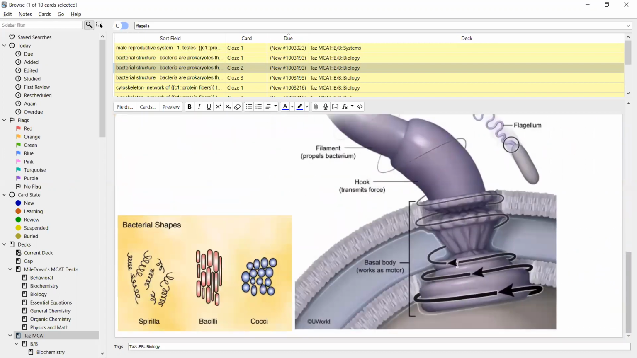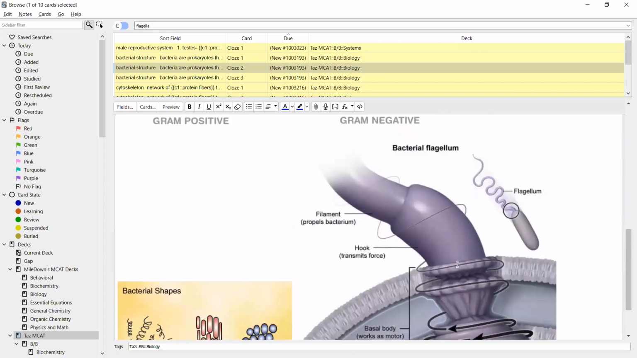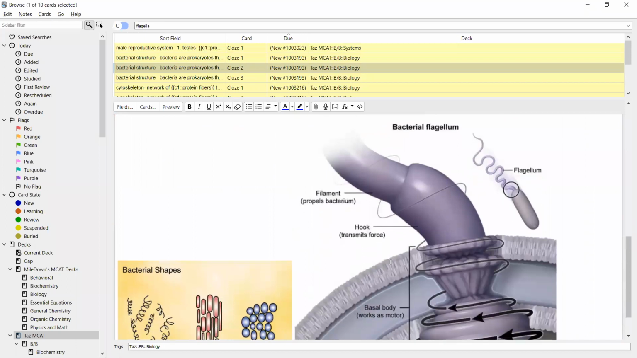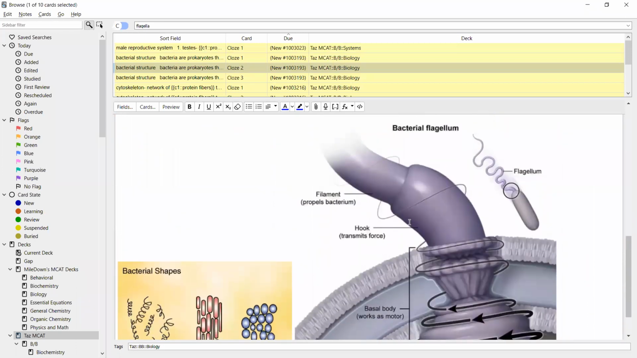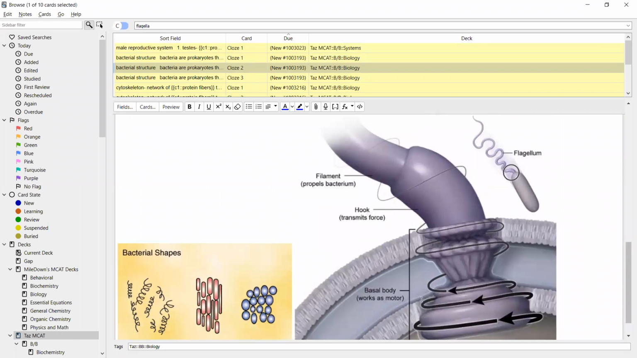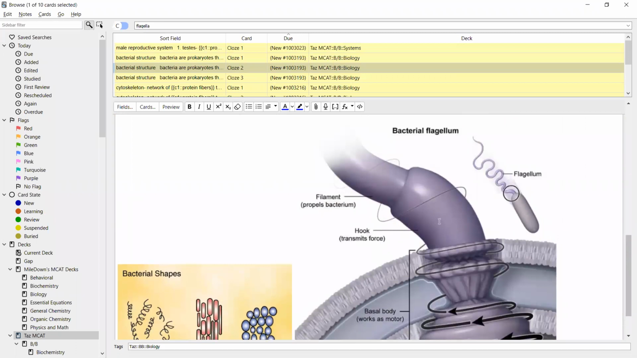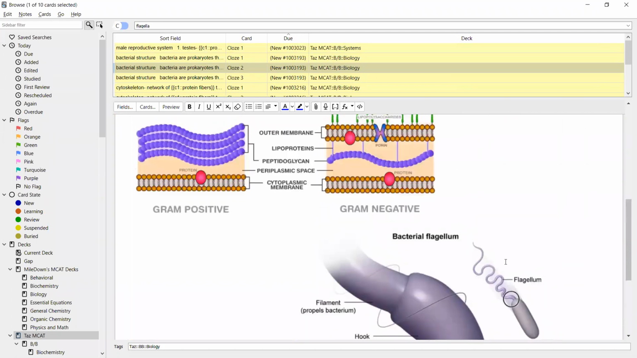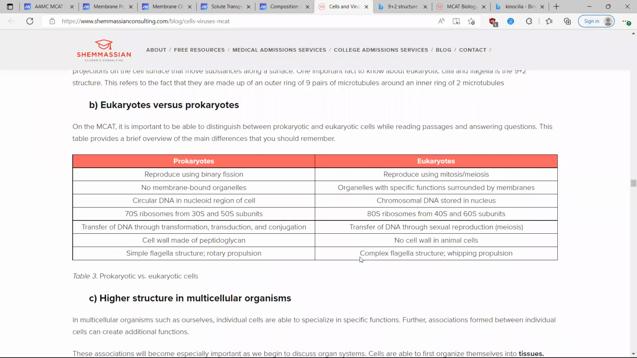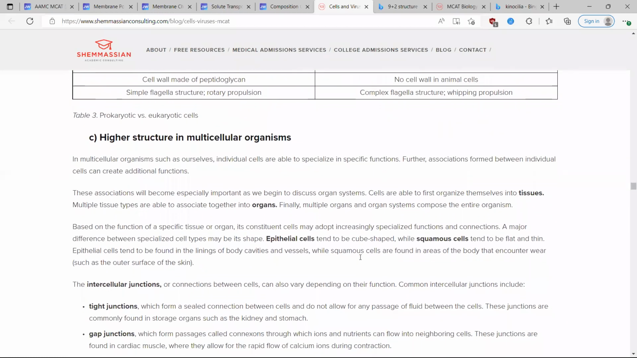Flagella. So the main point here was that there's kind of 3 different parts of the flagella. There's a basal body, which is like the motor, which causes the spinning motion. There's a hook, which kind of curves it a little bit. And then the filament itself, which is the long tail, which allows the bacteria to move around.